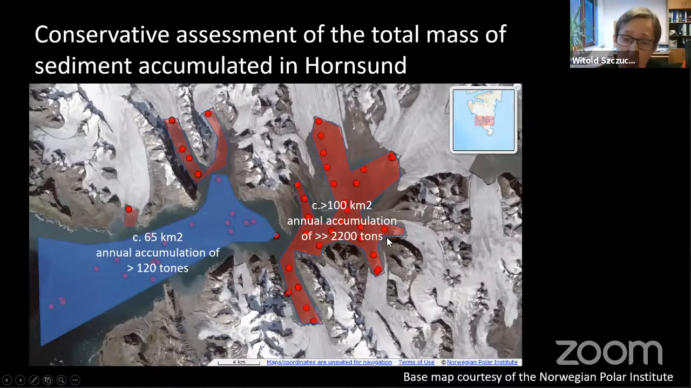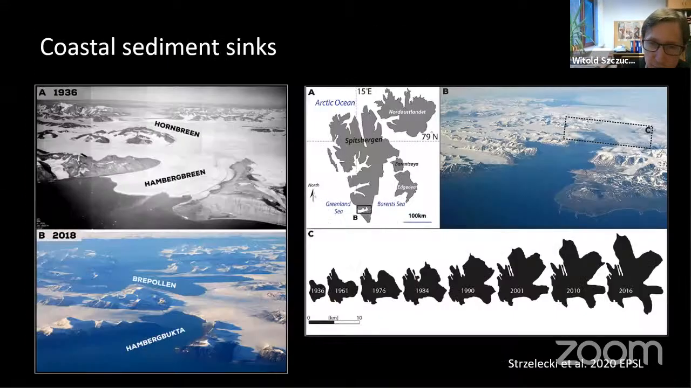So it must be at least 2,200 tons of annual accumulation of sediment. Please keep it in mind, because in most of the studies so far, which are presented in many papers, the authors focus on sediment cores from the central and outer part of the fjords. And it seems not to be really representative. Of course, it's just a case of a single fjord, but in the future, this kind of approach, in my opinion, should be extended. I'm sure it's a thought to be considered in the future.